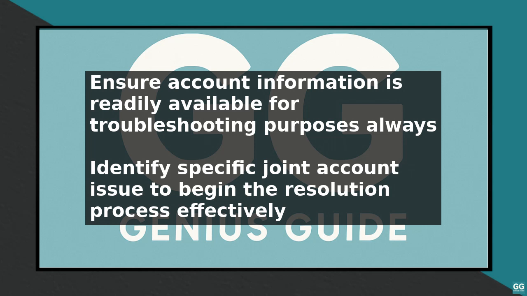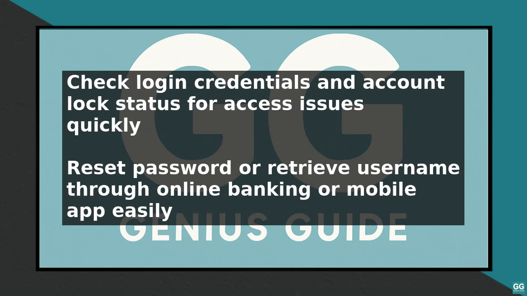To start troubleshooting your BMO joint account, first ensure that you have the necessary account information and documentation readily available. This includes the account number, joint account holder names, and any relevant identification. Next, identify the specific issue you are experiencing with your joint account. Common problems include difficulties with account access, transaction discrepancies, or issues with account management. Once you have pinpointed the problem, you can begin the troubleshooting process.